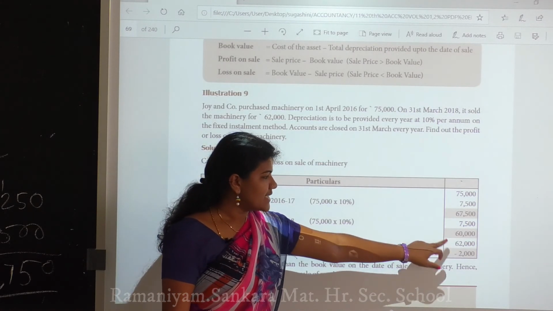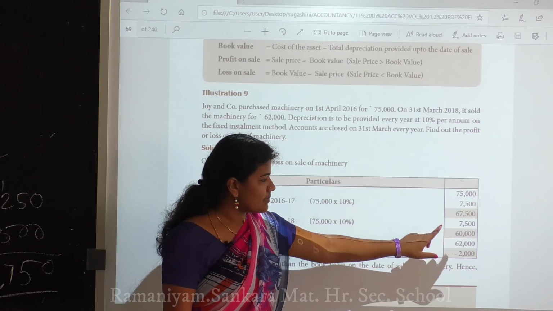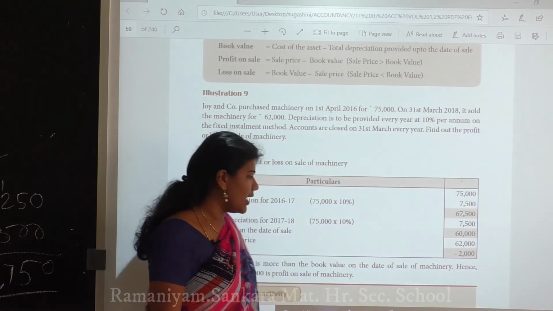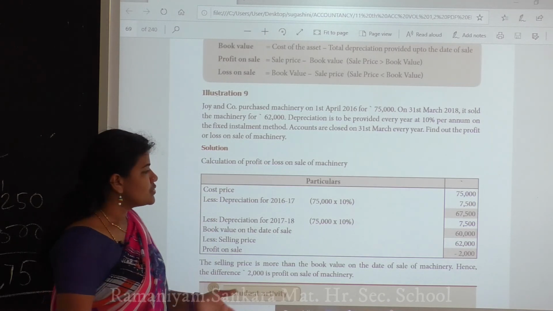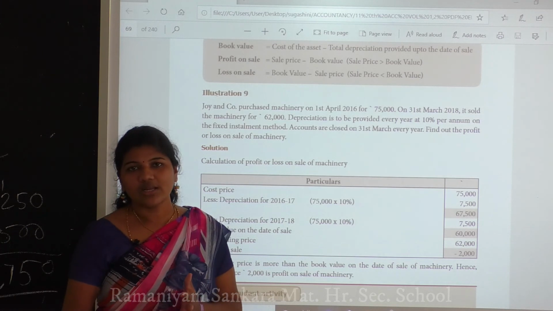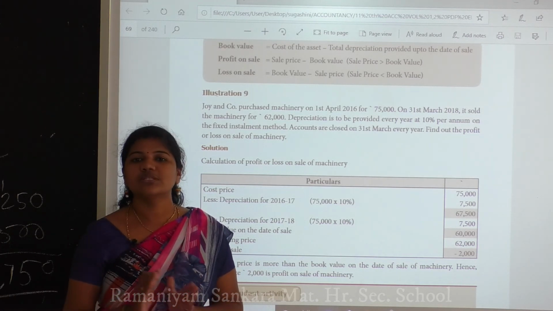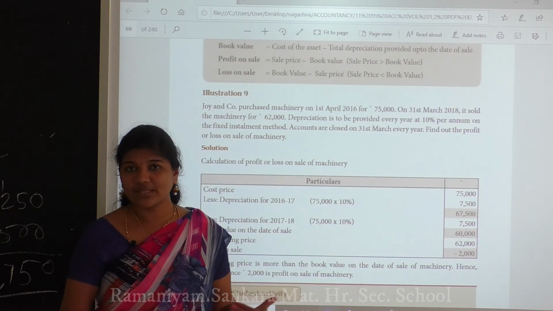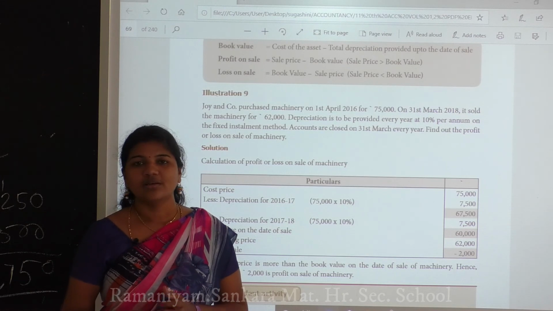Here this is 60,000 and this is 62,000, so 62,000 minus 60,000 gives a profit of 2,000. That is the fixed installment method. So this method is completed, students. You have to write the machinery account and depreciation account ledgers and journals, post them and complete this method. We are going to see the written down value method in the next class. Thank you, students.